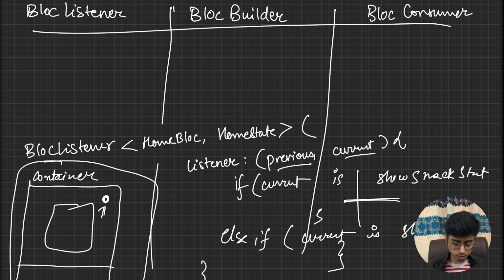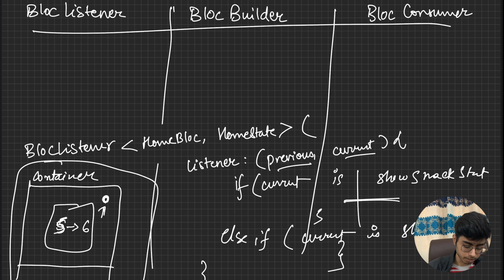Let's say you are going to click on this button and you want this 5 to become 6. This is a 5 and you want this 5 to become 6. That is a counter example. So you can use a BlocListener and you can just update the UI. You can use a BlocListener for that.